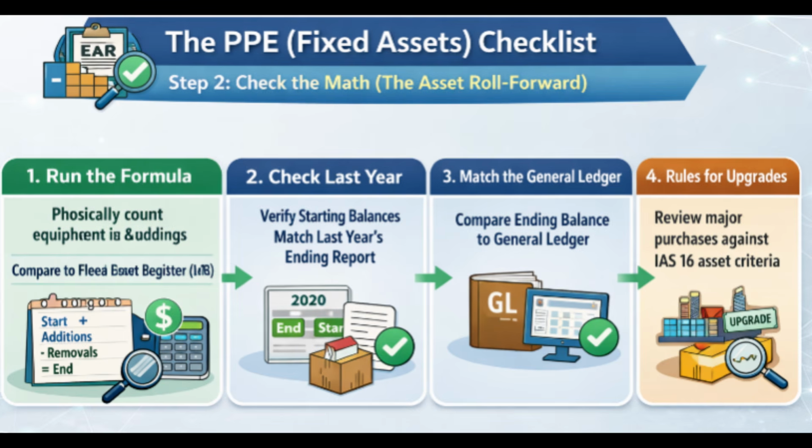3. Match the general ledger. Ensure the final calculated balance matches the main accounting system, general ledger. 4. Rules for upgrades. Look at major purchases and confirm they actually qualify as long-term assets under accounting rules, IAS 16, rather than just everyday expenses.